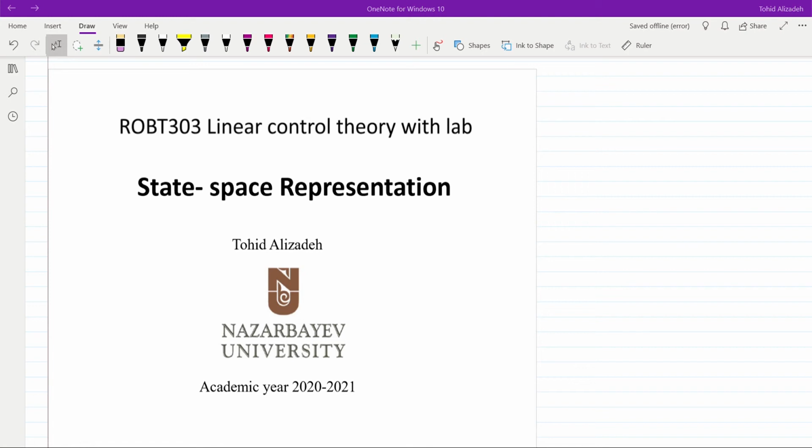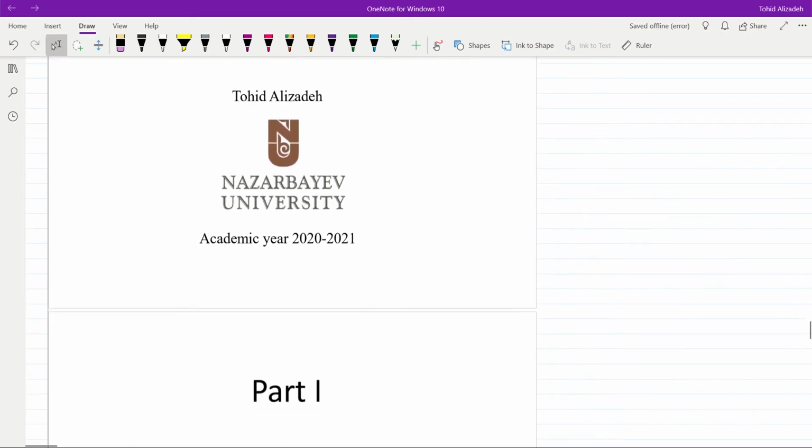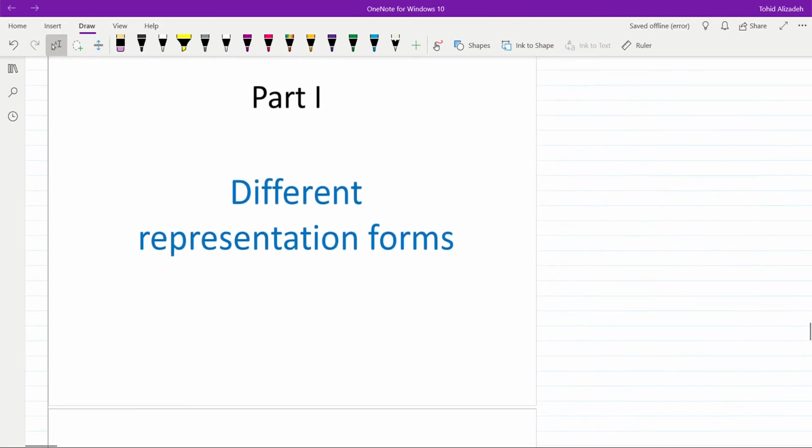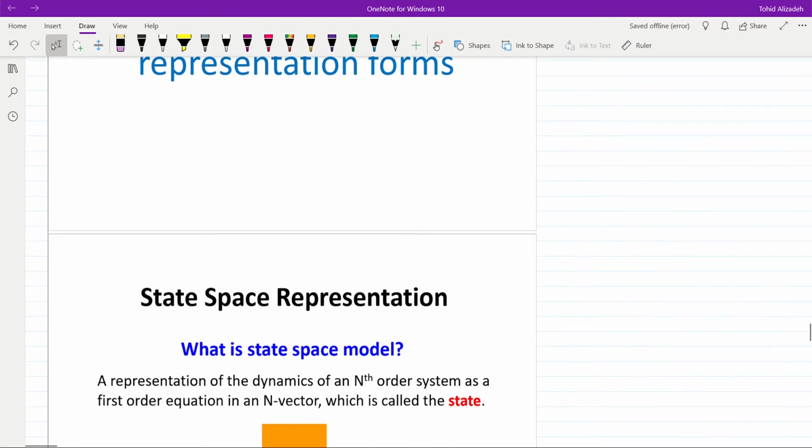Hello everyone. In this part of the course, we are going to start designing the controllers in the state space domain. But before going deep into the topic, we will have a brief introduction to the state space representation of the systems. In this video, we will see how different representation forms of the systems in the state space domain could be obtained.